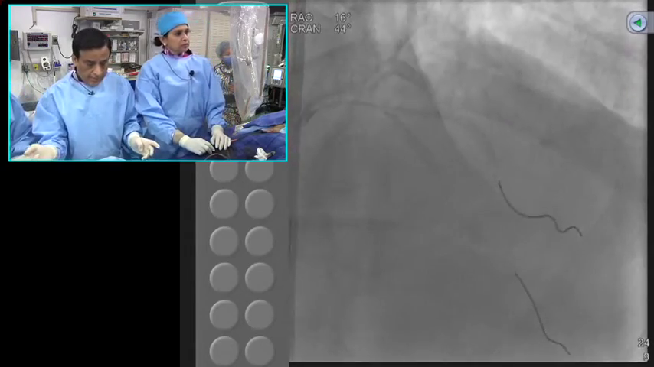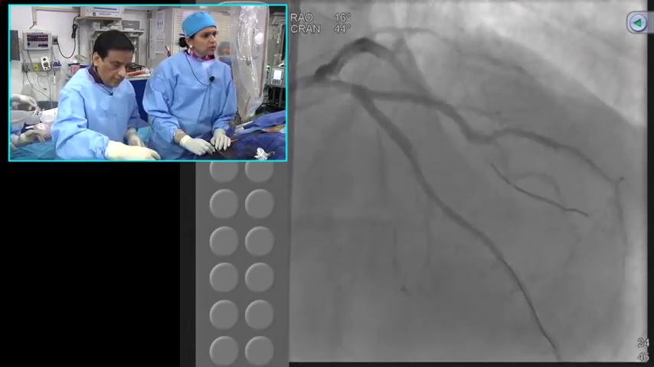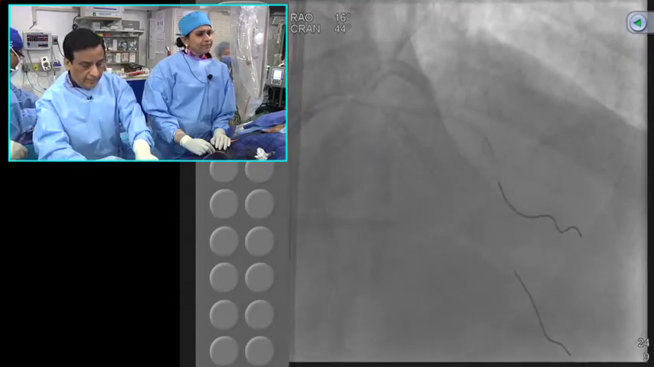We need a little, get a 2.0 balloon. For what? Distal to the diagonal. Maybe a little diagonal, yeah, smoothing out, but everything looking very good.